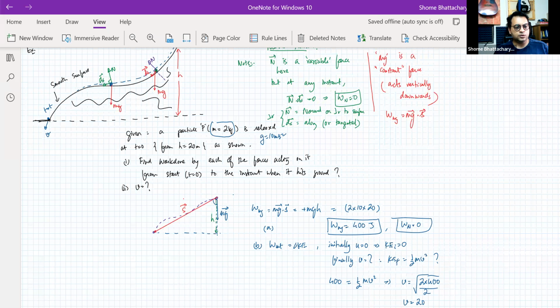So V is becoming 20 meters per second. So this is another example of the application of the work kinetic energy relation, that the net work done by all forces acting on a body, in this case there are two forces only, is equal to the change in kinetic energy.